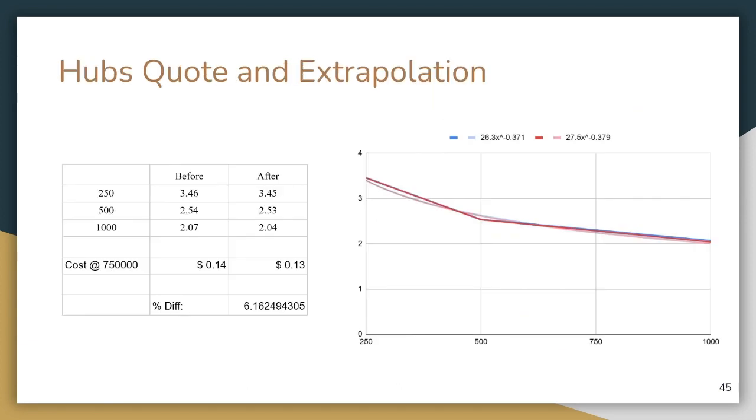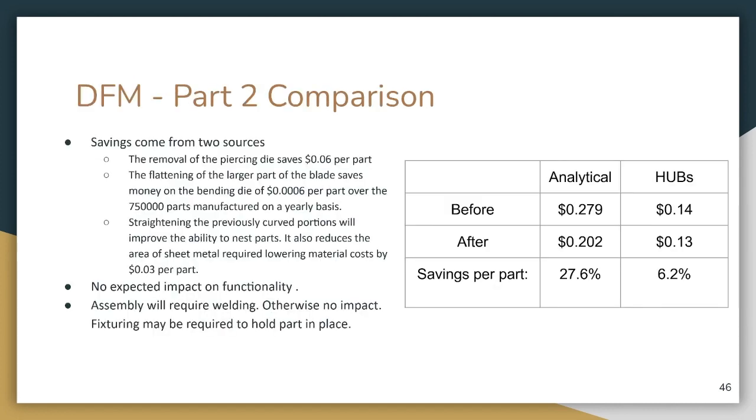Plugging the part into Hubs showed that the part before modification would cost approximately $0.14 and the after part would cost $0.13, using a power series analysis of 250, 500, and 1,000 part quotes. The difference between the before and after per the analytical method was 27.6% and the Hubs analysis yielded 6.2%. We do not expect the blade to have any impact on functionality with these modifications, but the assembly cost may increase or decrease depending on whether or not welding is a more optimal method to attach it to the shaft.